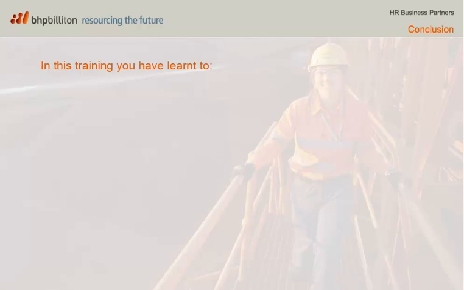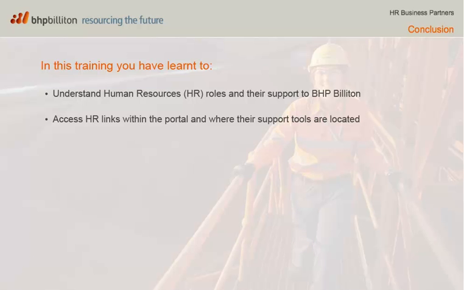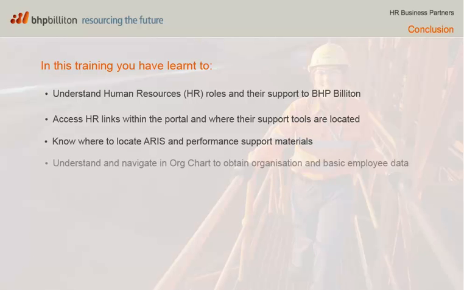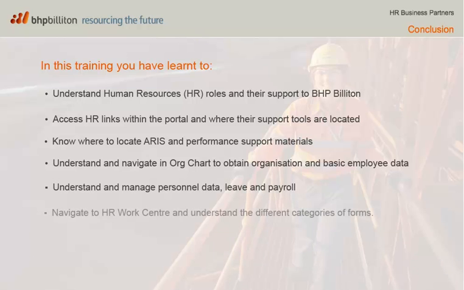In this training you have learned to understand human resources, HR, roles and their support to BHP Billiton operations. Access HR links within the portal and where their support tools are located. Know where to locate a recent performance support materials. Understand and navigate in Nakasa to obtain organization and basic employee data. Understand and manage personnel data, leave and payroll. Navigate to HR Work Center and understand the different categories of forms. Understand the two types of delegations and their differences.